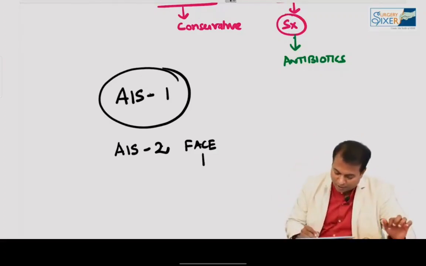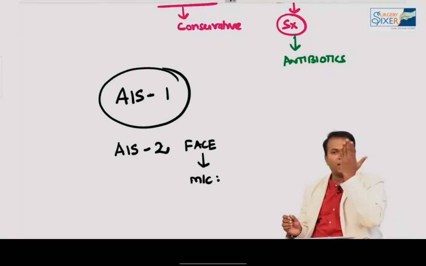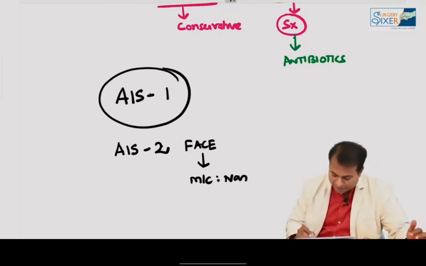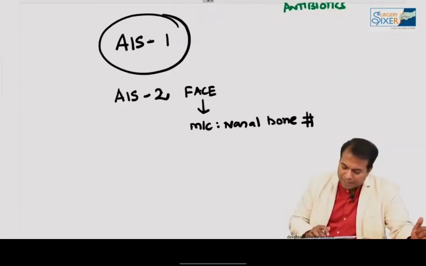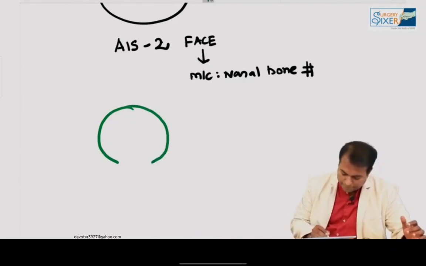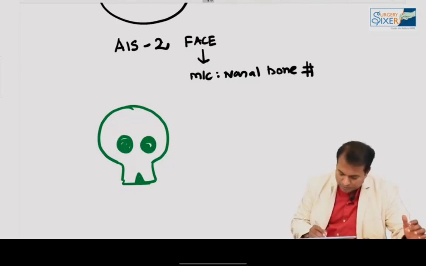In face injury, what is the most common injury? When there is a hit on the face, what is the most common bone fracture? It is nasal bone fracture. Nasal bone fracture is the most common injury on the face. And there are many other injuries. This is the skull, this is the nasal bone, the orbit.